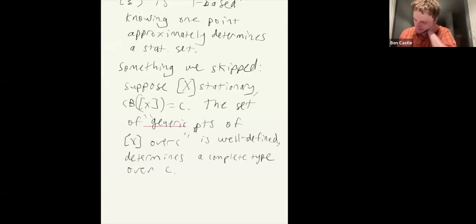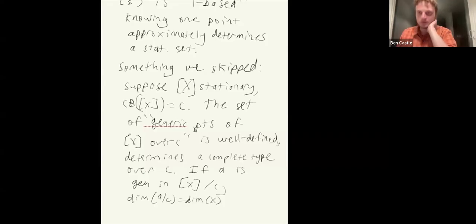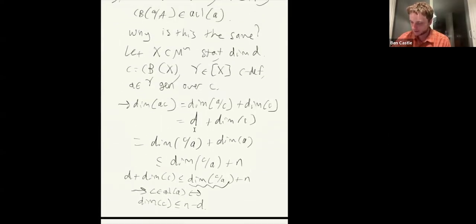And going along with this, if A is generic in the class over C, then the dimension of A over C is whatever the dimension of X is, as expected, and C is now equal to the canonical base of A over C. So you get a nice picture. I was using this above when I said the dimension of A over C is just D here.